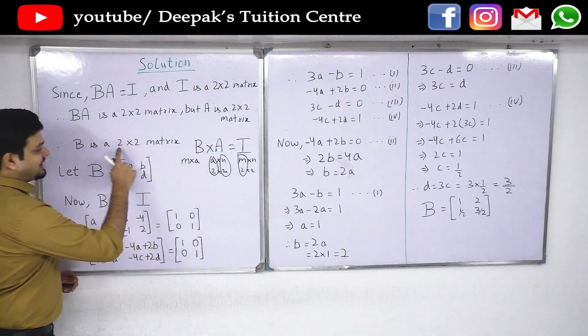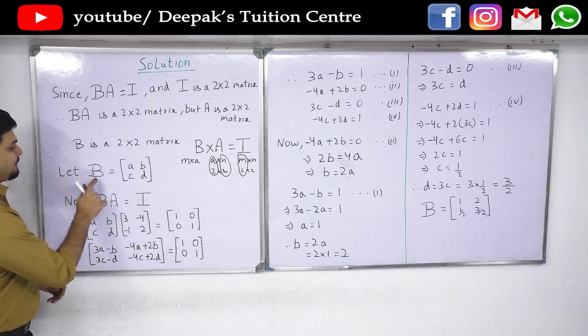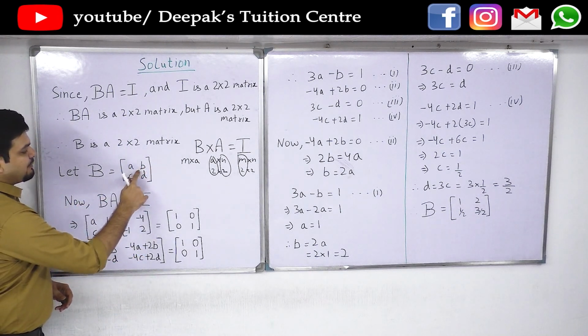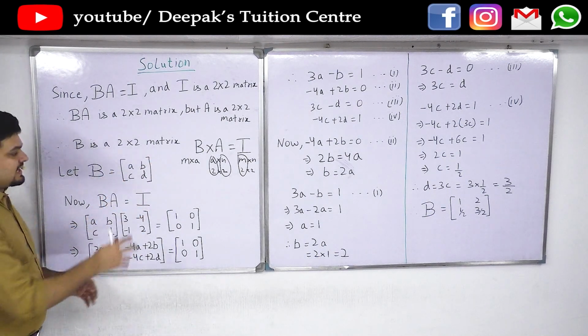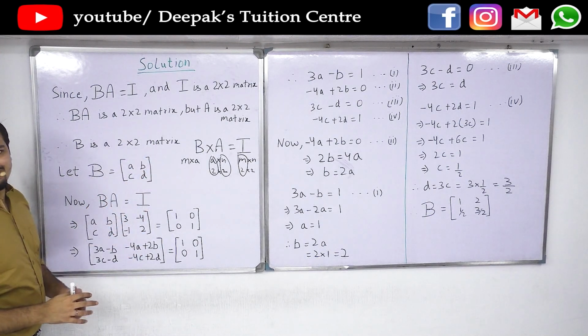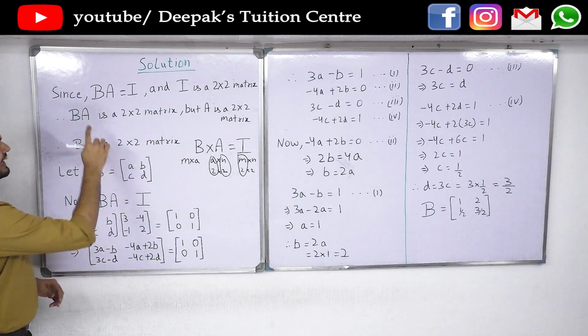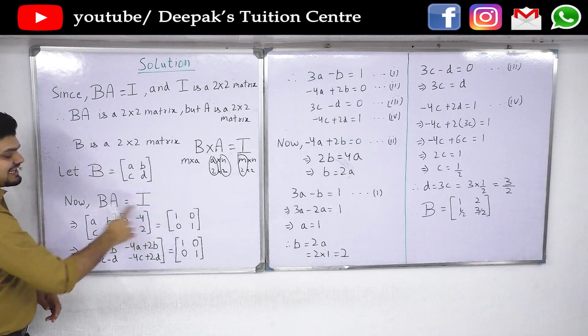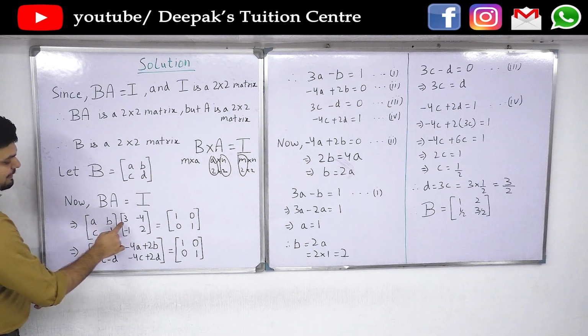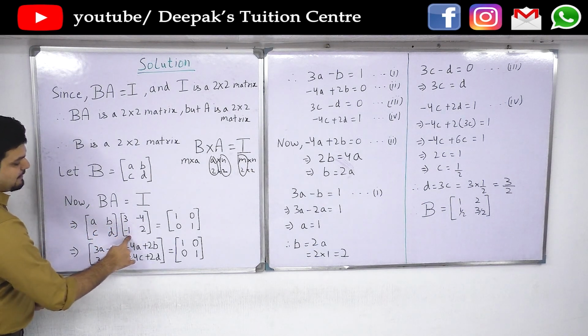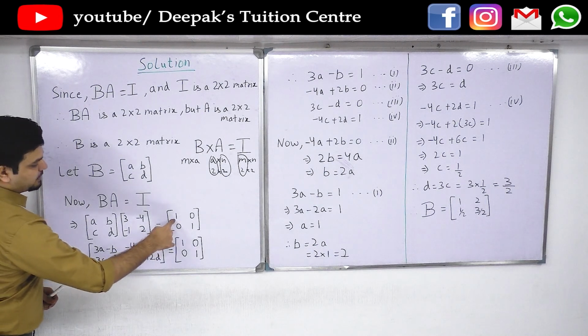So, to calculate the value of B, we'll let B equal [A, B; C, D]. We'll take any 4 letters so that it represents a 2 cross 2 matrix, and we'll substitute the values of A, B and I in the given equation. Therefore, [A, B; C, D] multiplied by [3, -4; -1, 2] will be equal to [1, 0; 0, 1].